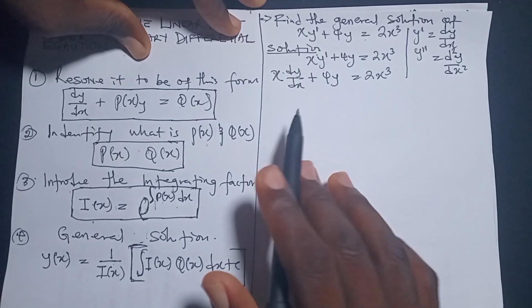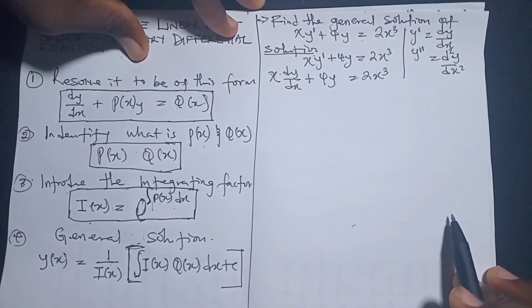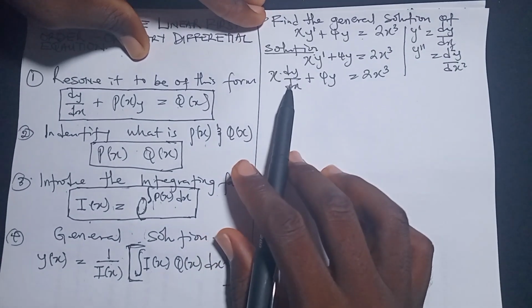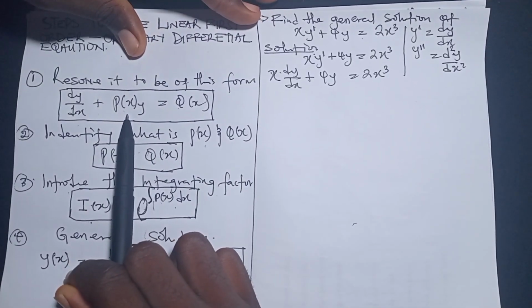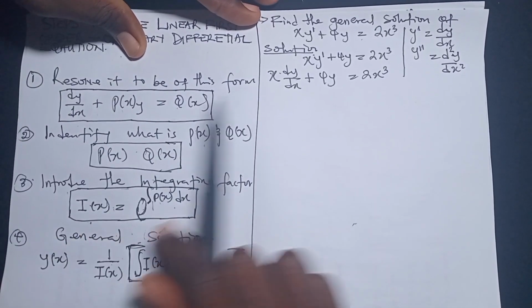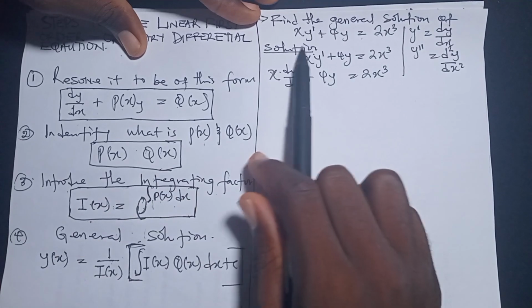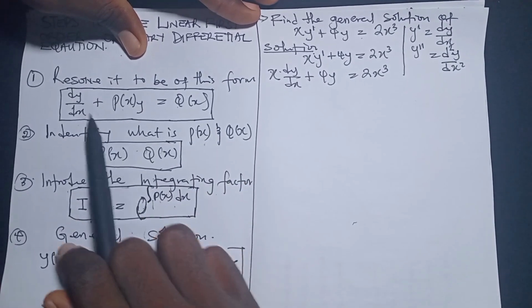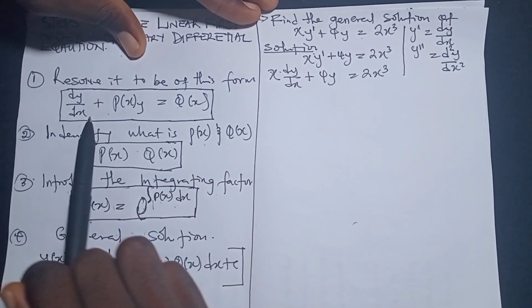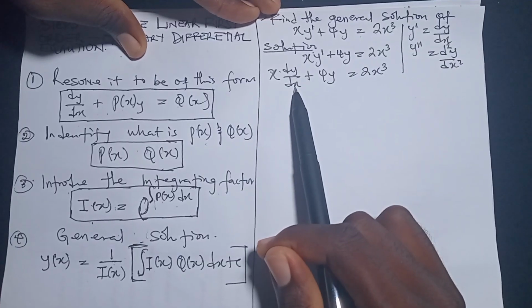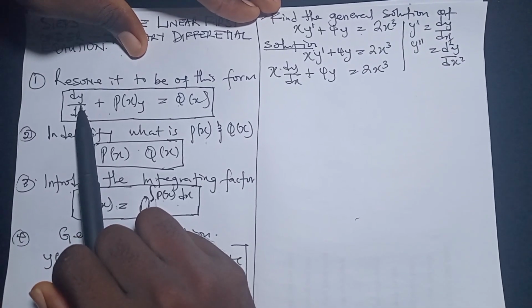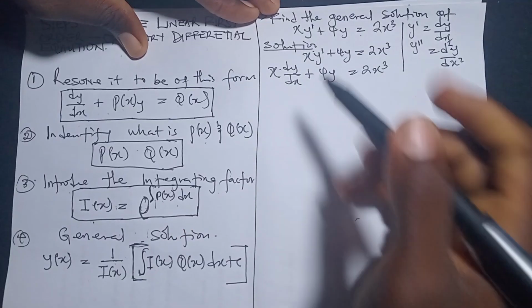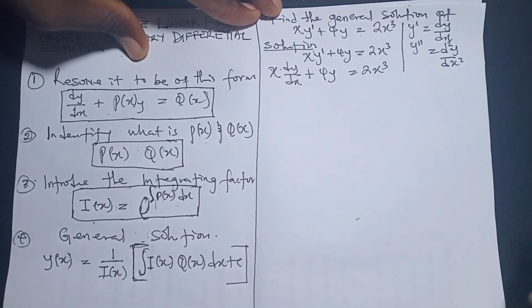Now the next thing to do here is to remember that the first step says make sure that you resolve this equation to be of this form. And here it's not of this form, because the dy dx is not standing alone, as the first step requires. So the next thing to do is to divide both sides by x.